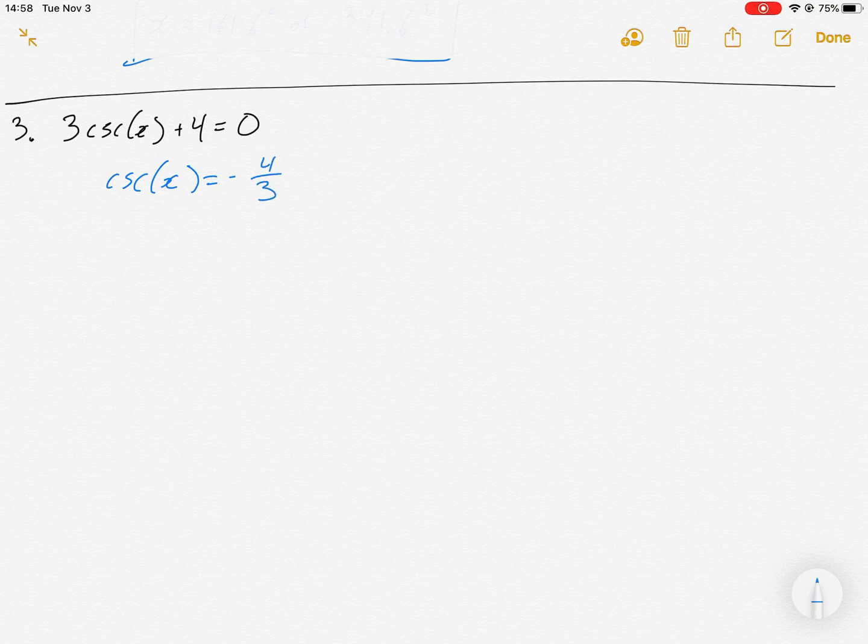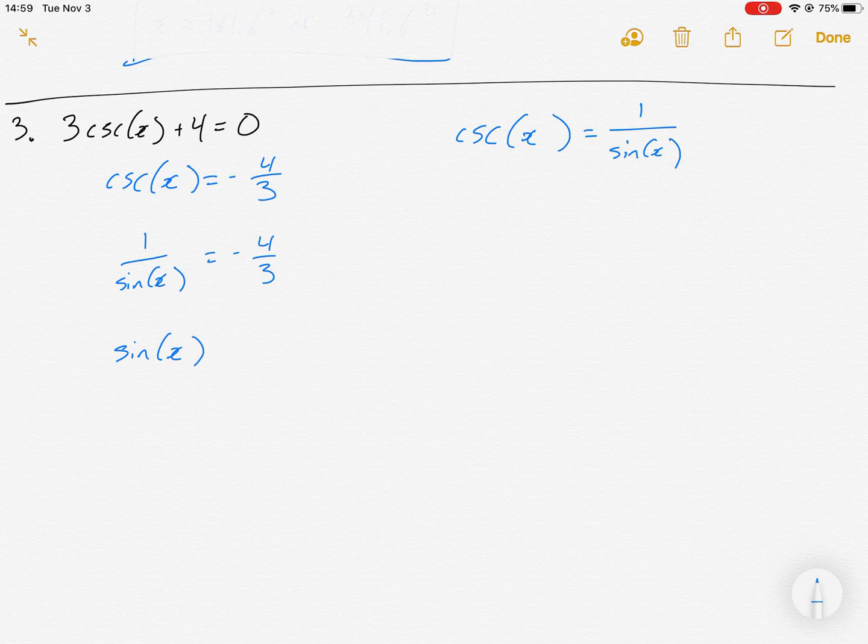Now if you look on your calculator, you don't have a cosecant inverse. So that means that we have to use the fact that cosecant is the reciprocal of sine, which means I just take the reciprocal of both sides, so flipping both sides essentially. There are different ways to do it, but I would just take the reciprocal of both sides, and so then I would end up with sine of x equals negative 3/4. Now we're back into our regular situation.